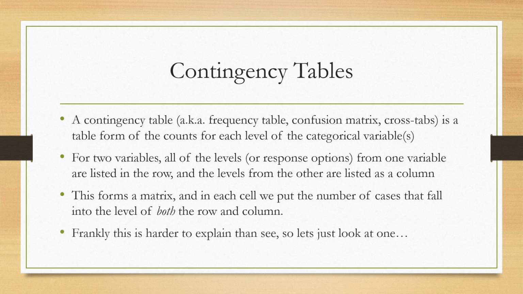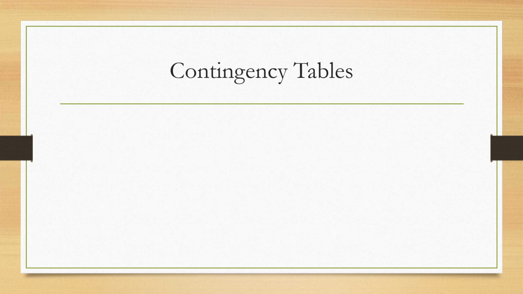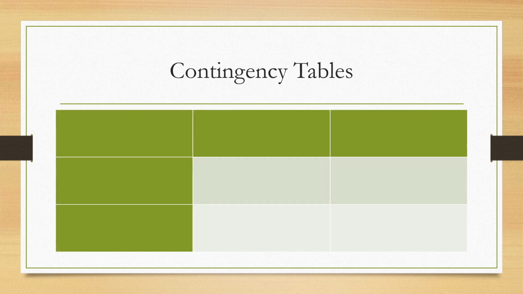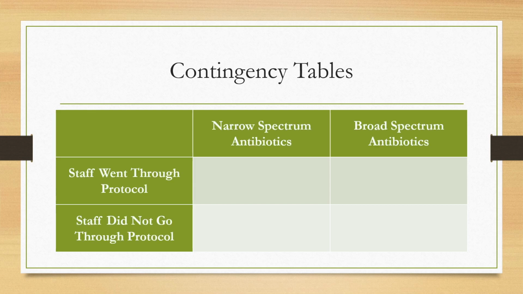So I feel like when we talk about this, it's harder to explain than to just look at. So let's just look at one. So we have a table. I'm gonna put in some stuff. So I'll add the levels of the variable. In the columns, I'm going to have the type of antibiotic that was prescribed. And then the rows, I'm going to add whether or not the staff went through our antibiotic training protocol.